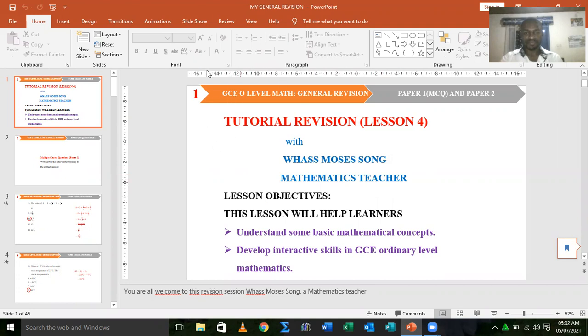Lesson objectives. These lessons will help learners understand some basic mathematical concepts. It will help learners develop interactive skills in GCE ordinary level mathematics. We are going to do the lesson by a presentation as follows.